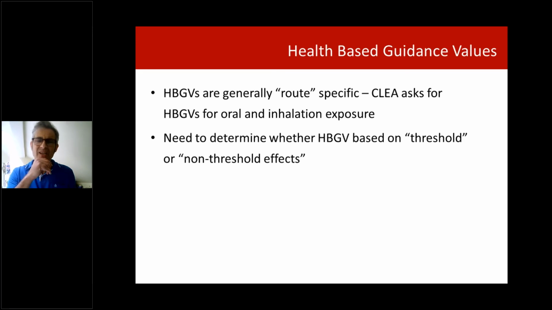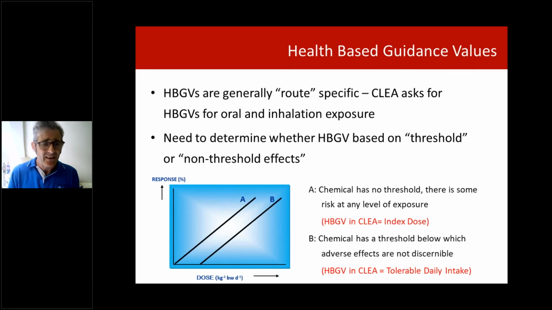The other thing that we need to determine when it comes to health-based guidance values is whether the health-based guidance value is based on what are called threshold or non-threshold effects. Now, this little graph shows the difference. So this graph is showing dose along the x-axis and response along the y-axis. So response could be the number of animals that have an adverse effect occurring to them. For non-threshold effects, that would be chemical A here. Non-threshold, those are, for example, carcinogens, genotoxic carcinogens. And basically, there's no dose at which there's no risk. Any dose, no matter how small, has some sort of risk associated with it. It's just the higher the dose, the higher the risk.